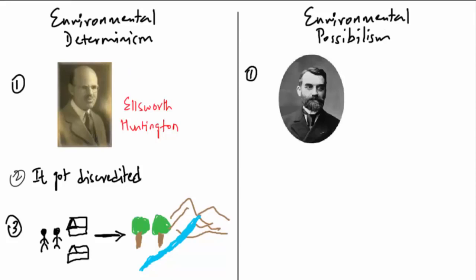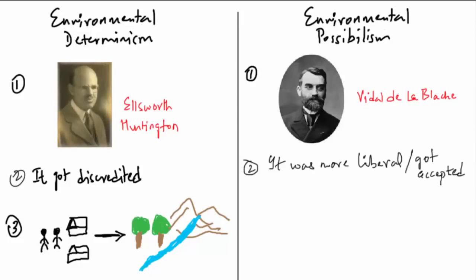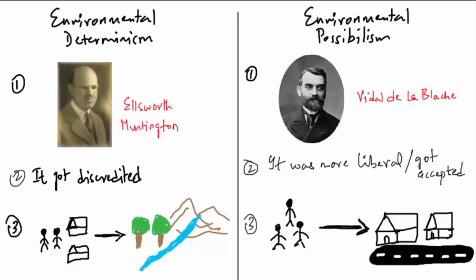Now let's talk about environmental possibilism. It was coined by Vidal de Lablache, a French geographer. This theory was created in response to the determinism theory. It was widely accepted because of its more liberal approach. This theory says that culture is determined by social conditions and not strictly by the physical geographical condition that the population lives in. For example, humans are able to overcome any environmental problems and nothing can hold them back.